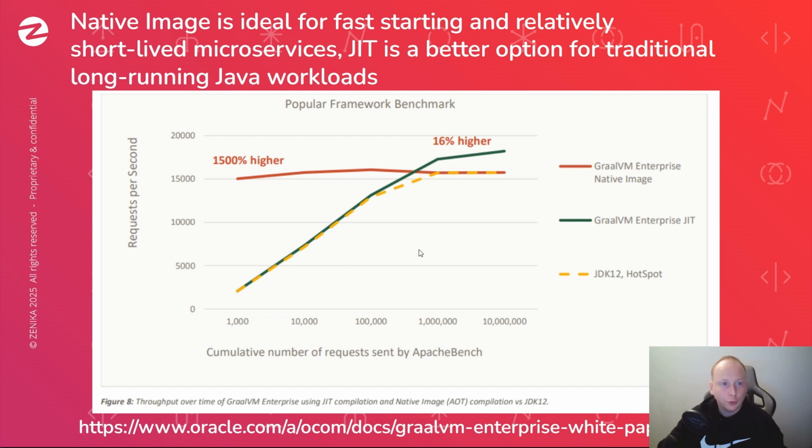Okay. And the conclusion was a native image is ideal for fast starting and relatively short-lived microservices. JIT is a better option for traditional long-running Java workloads. Okay, because GraalVM JIT has 16% higher performance, but you see, compared to JVM and classic GraalVM, you have in the end the same result. And at the beginning, better, 1,500% higher result for the GraalVM part.